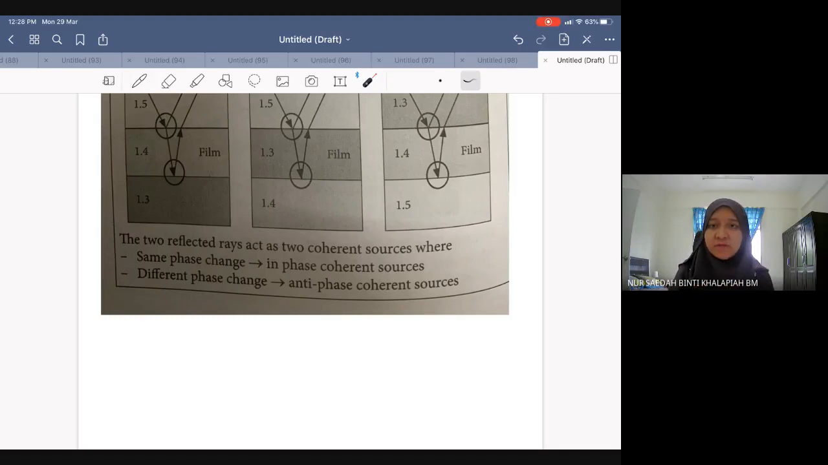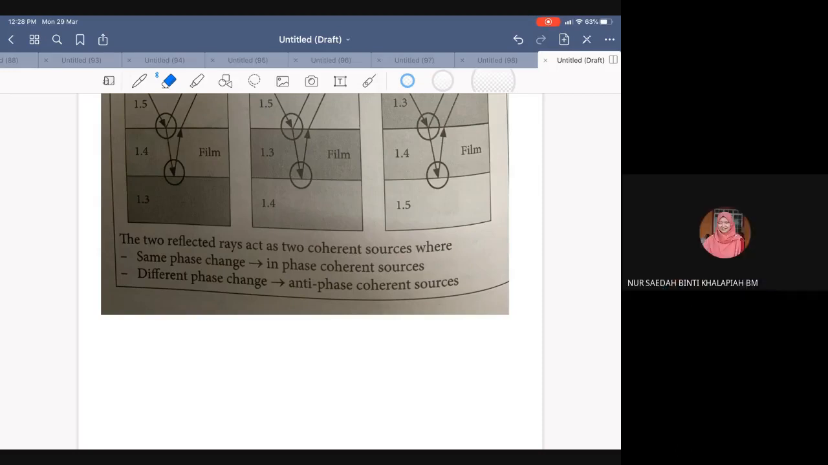Okay, so interference ada dua source, sama ada in phase coherent source ke anti phase coherent source. So kena tengok reflection ray 1 tu ada tak phase change. If there is a phase change, no phase change ataupun there is a phase change sebanyak pi radian. Ya, reflection ray 2 kena tengok ada tak phase change-nya. Okay, nak tengok dari kalau ada phase change ke tak ada phase change. Kalau dia masuk ke dalam, kalau bertambah, indeks refraktif bertambah. So maksudnya daripada kurang ke bertambah lah. So bertambah index of refraction, there is a phase change. Kalau berkurang index of refraction, there is no phase change of the wave.